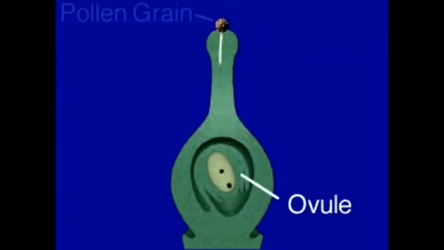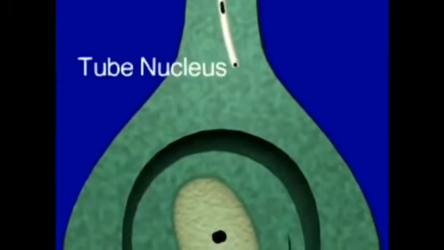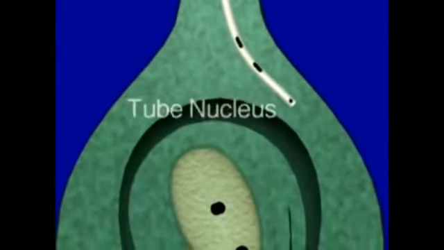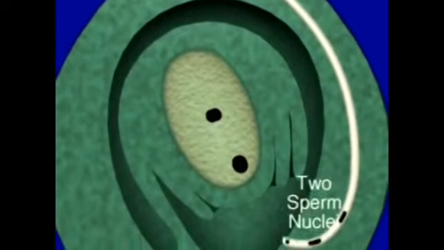The tube cell of the pollen grain elongates to form a pollen tube. The tube nucleus leads the way through the tissue of the style toward the female gametophyte. The two sperm cells travel through the pollen tube and enter the ovule.